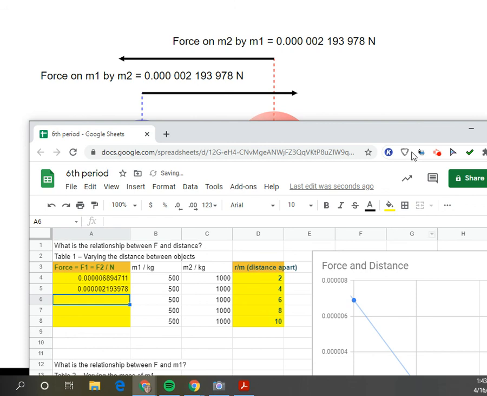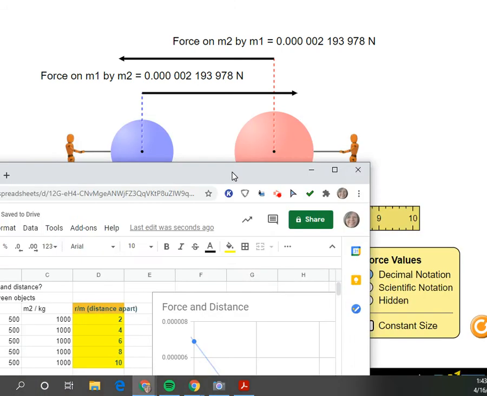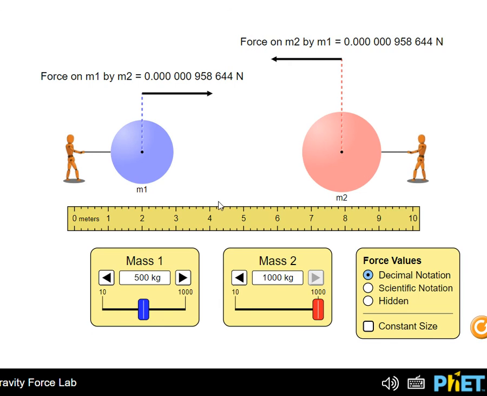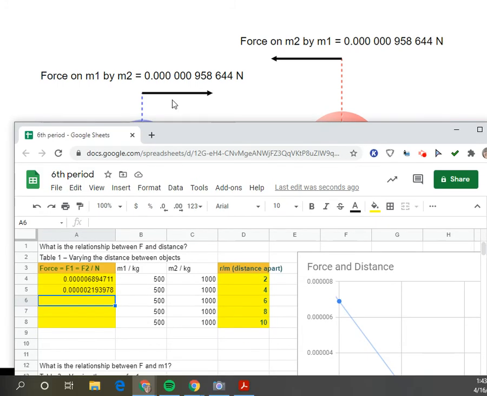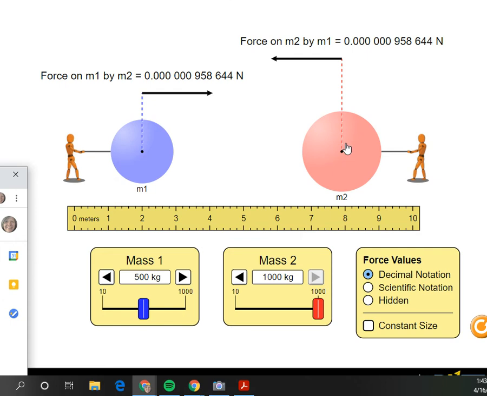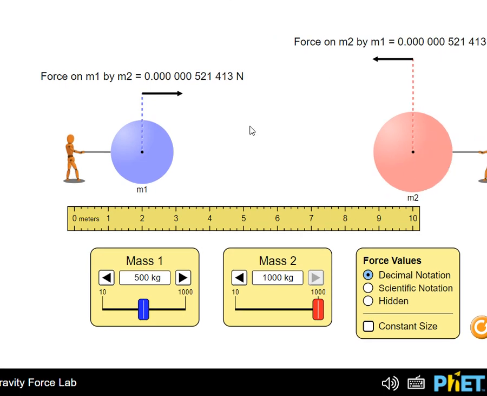Okay. And we'll go ahead and move. So we have 1, 2, 3, 4, 5, 6. Now we're 6 apart. We're going to take this number down. Okay. We're going to go 1, 2.